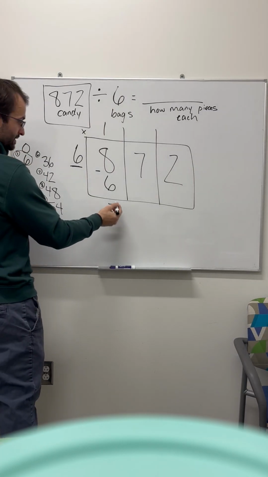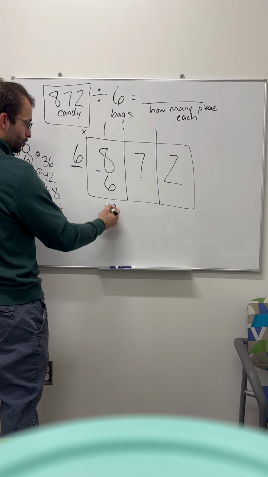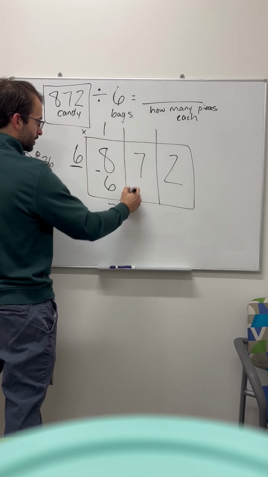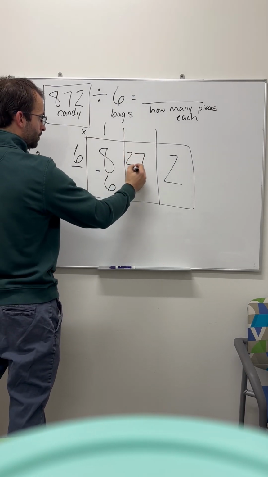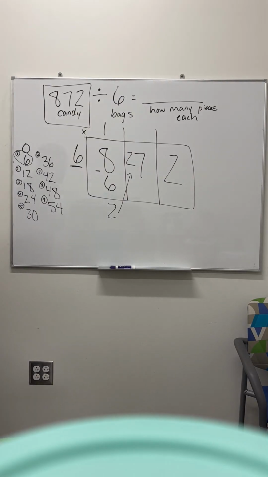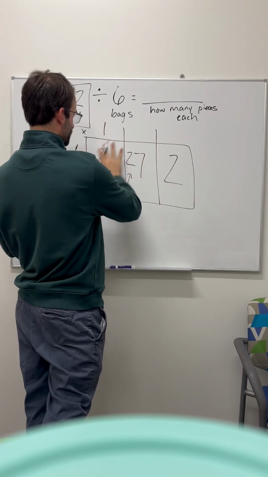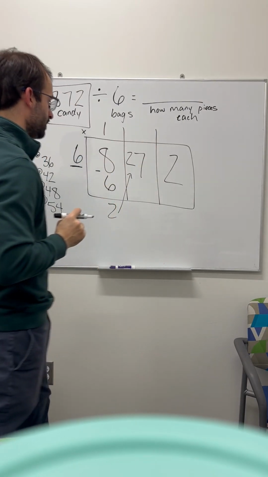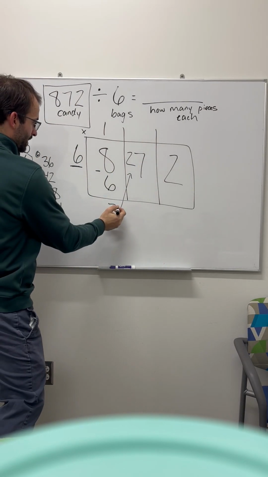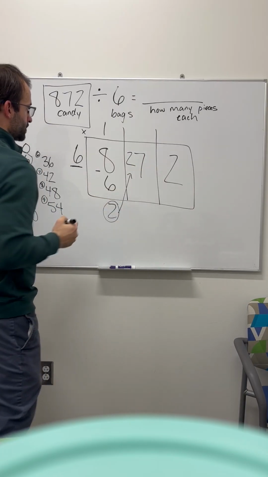So I'm going to take these leftovers, these 200 leftovers, and I'm going to draw an arrow and put them in front of my tens place digit to make 27. Now, I'm only focused on this right here, which is just the 27. I don't need this anymore. I only need 27. And remember, really important that I'm shifting my leftovers over here.